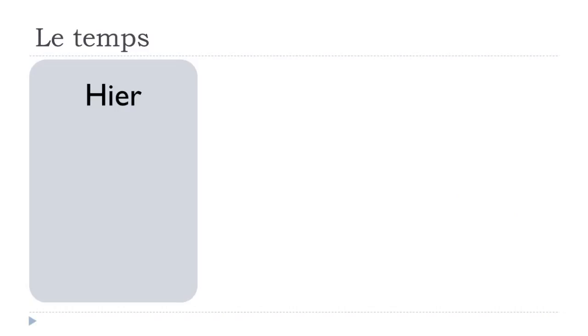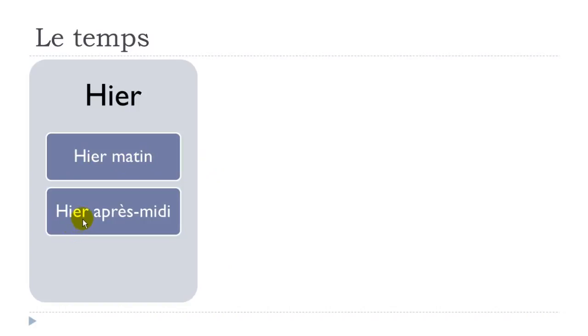Hier, so yesterday. Hier matin. Matin is morning. Okay, so yesterday morning will go in French like hier matin. Après-midi means afternoon. Hier après-midi, yesterday afternoon. Alright? And then soir, evening. Hier soir.